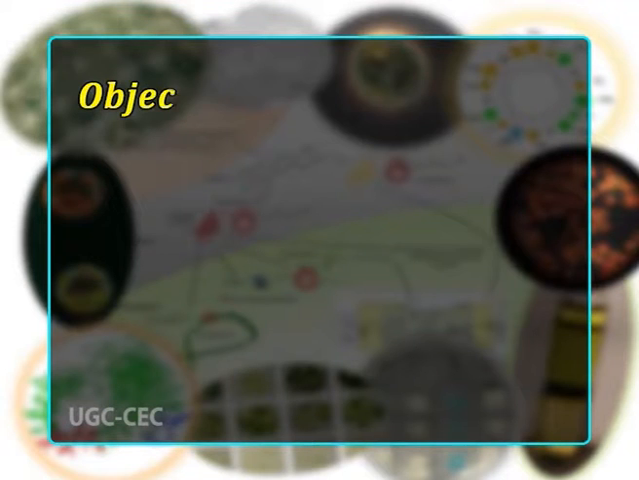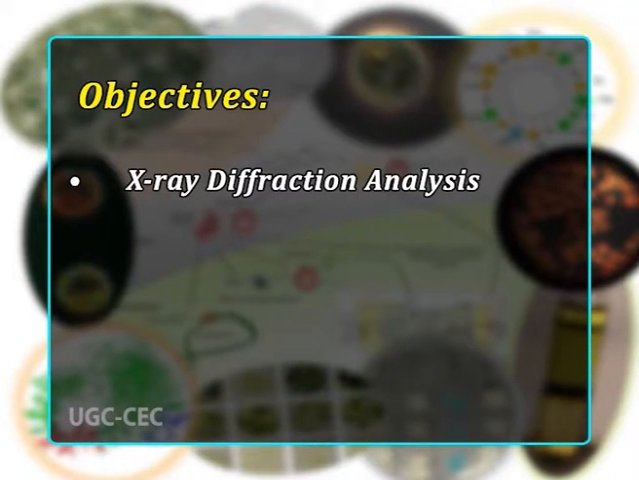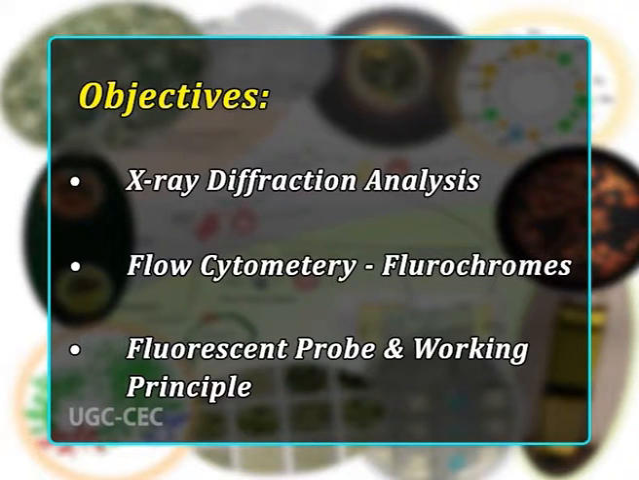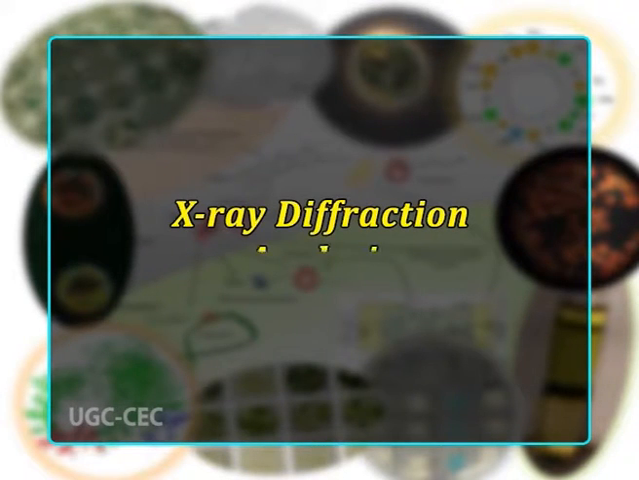Hi friends, today we are going to discuss the second part of the lecture titled Biochemical Techniques. The learning objectives of this lecture are X-ray diffraction analysis, flow cytometry, fluorochromes, fluorescent probe and working principle. Let's first discuss X-ray diffraction analysis.